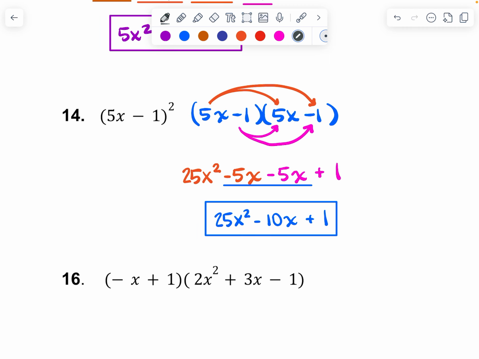All right, I'm going to put a little note here. When you see a problem like this, you have to write the binomial twice. You are responsible for doing that. Let me fix that. Write the binomial twice. All right, then multiply.